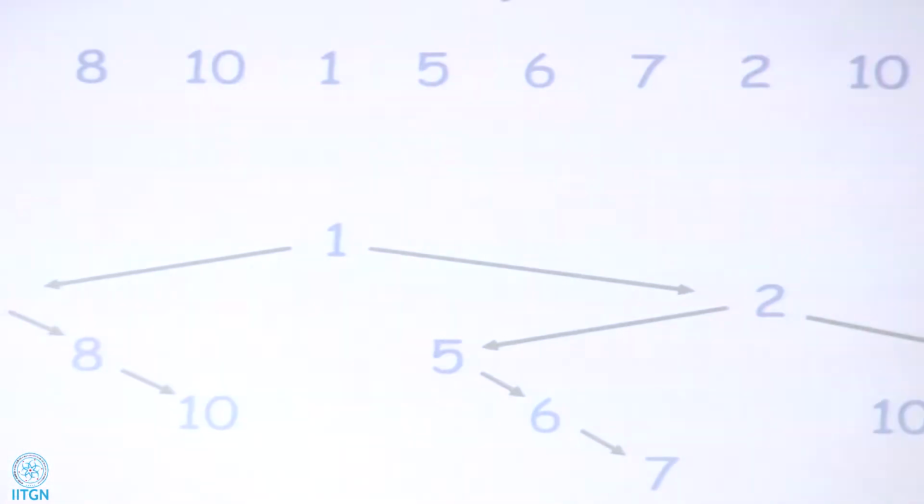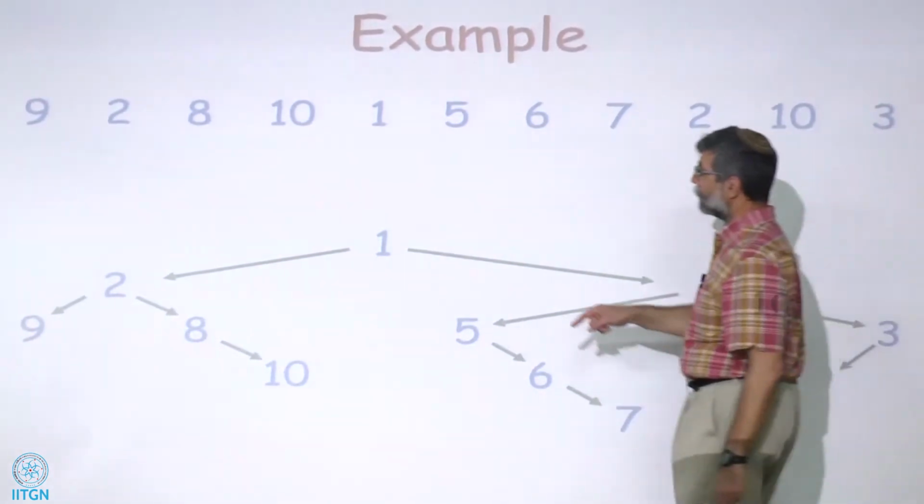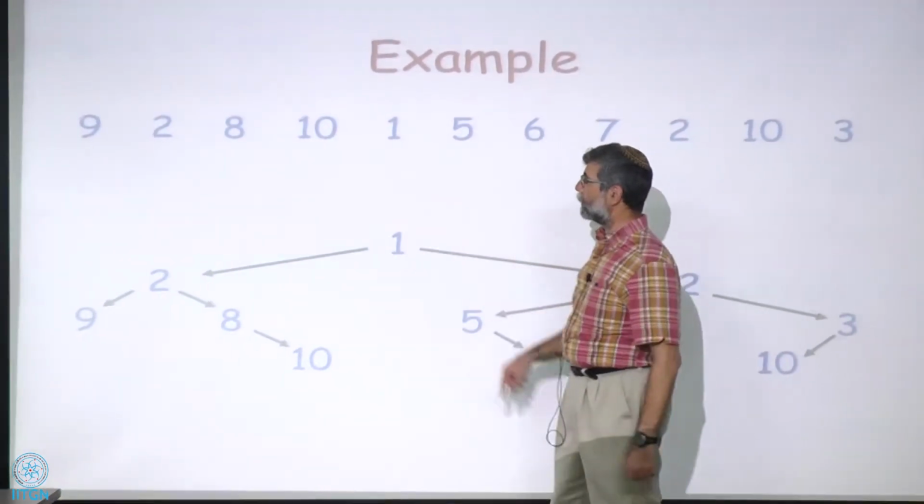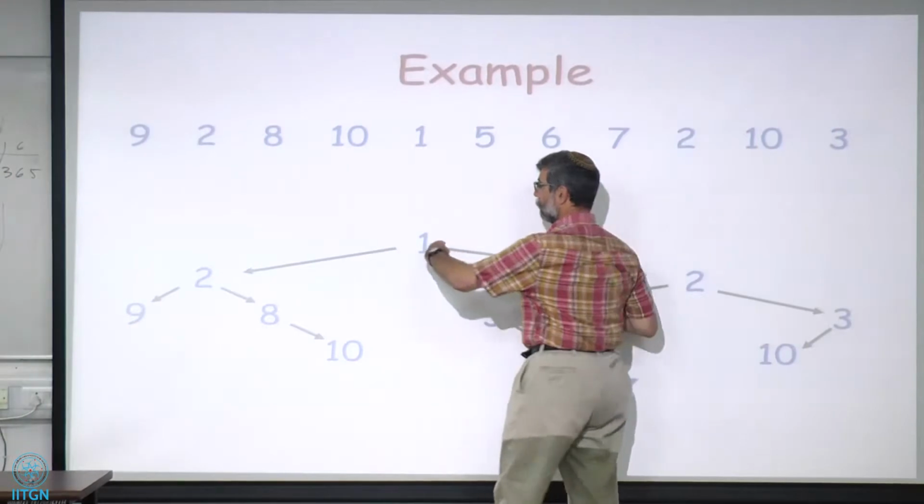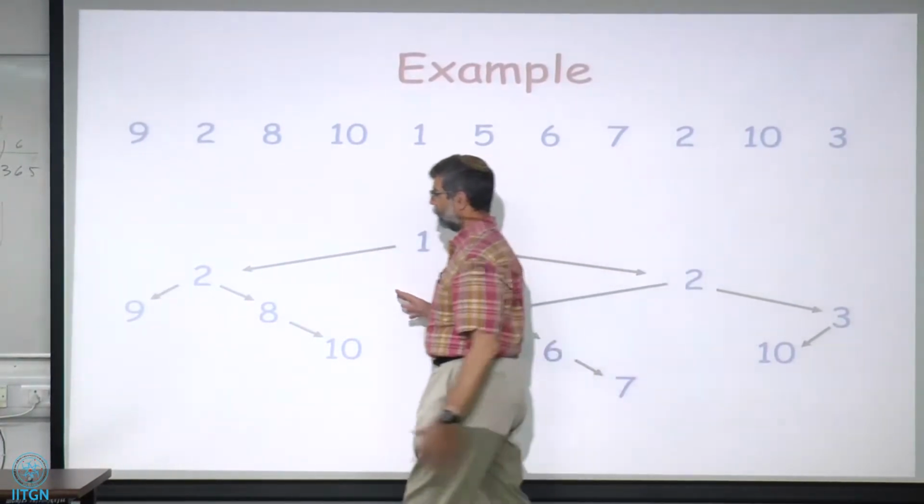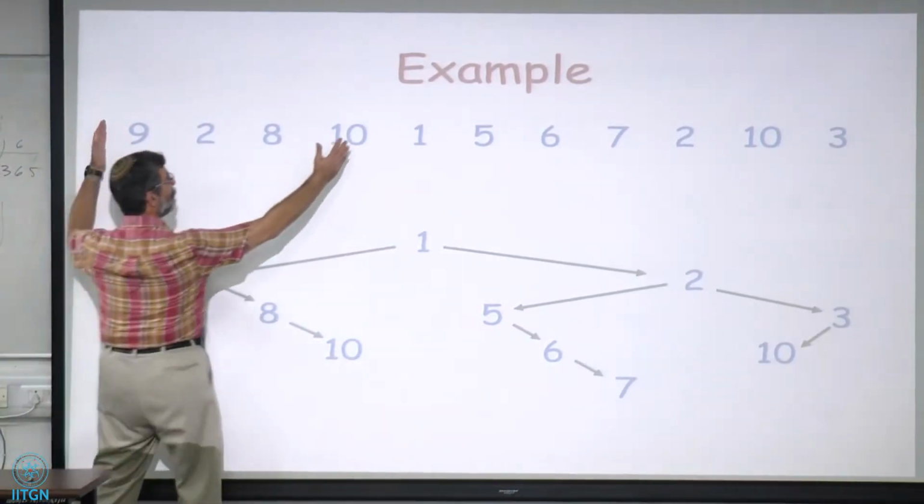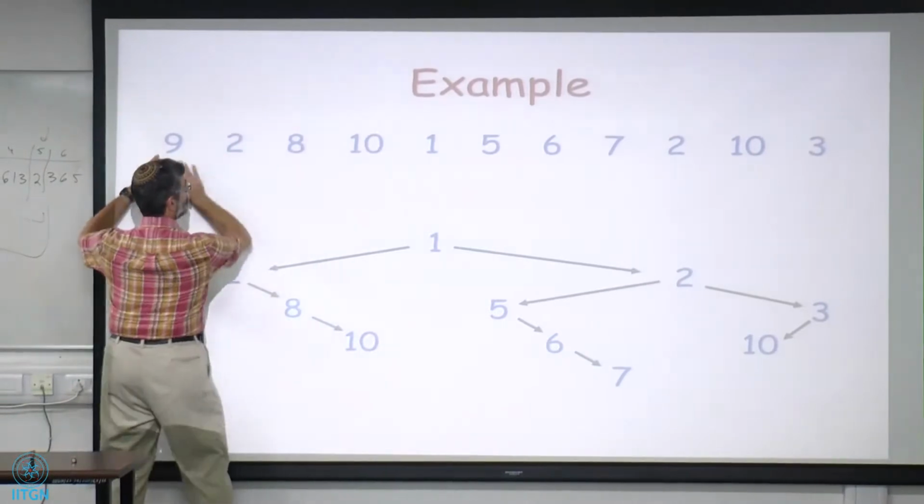So let's see an example. So this is our A. The smallest number, of course, is 1. So that's the root of the Cartesian tree. Now, we have a left and a right. To the left, the left son of 1 is going to be the root of the Cartesian tree of this part.